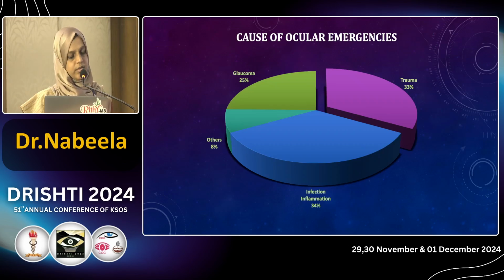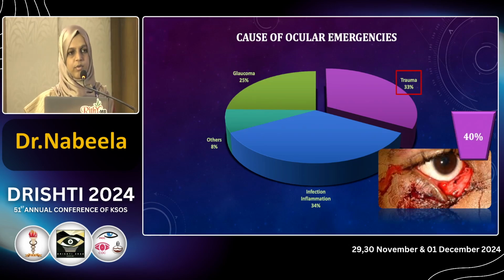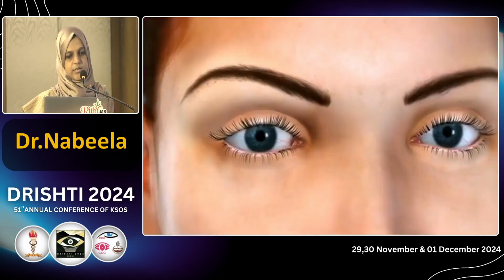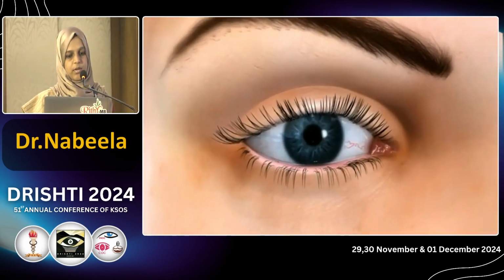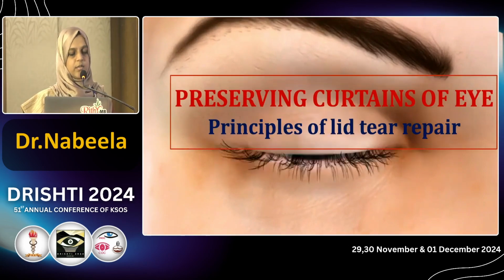Among the causes of ocular emergencies, trauma accounts for about 33%, and among them, lid lacerations are seen in around 40% of the cases. So today I will be talking about preserving curtains of eye, principles of lid tear repair. Before going for lid tear management, you must know the anatomy of the eyelid very well.